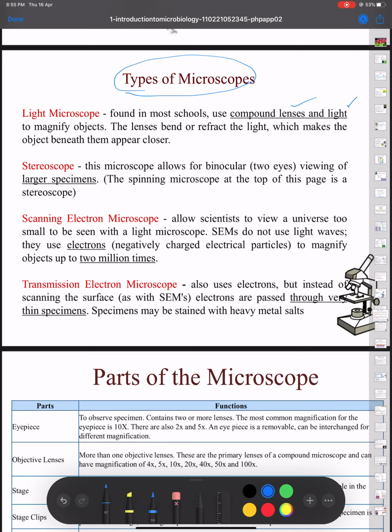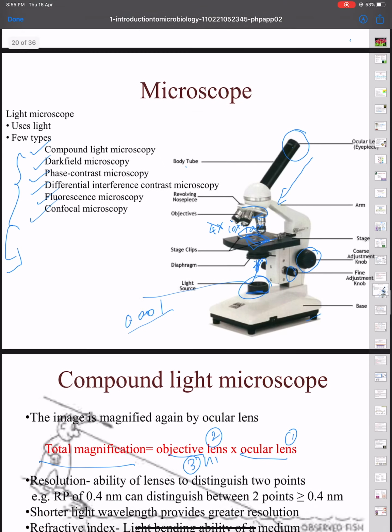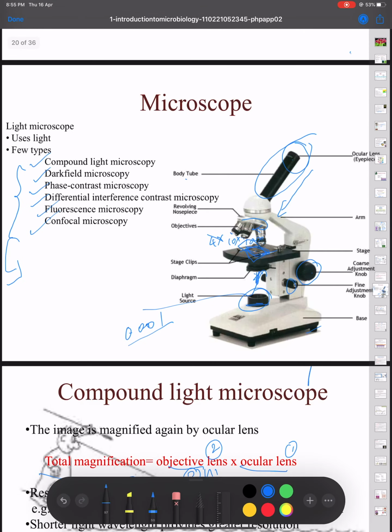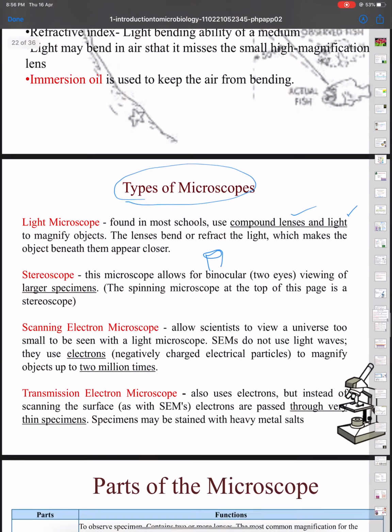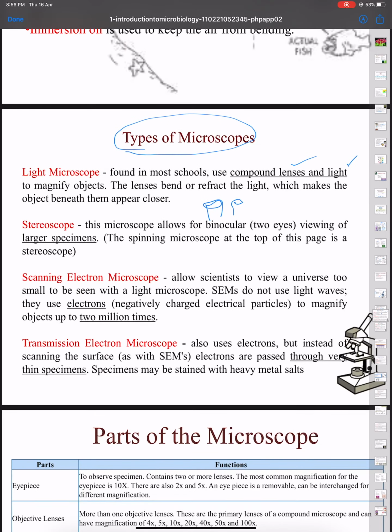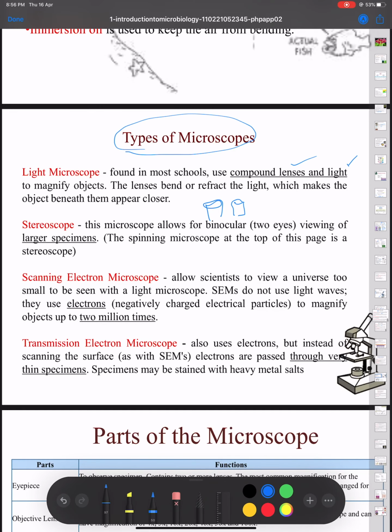Stereoscopes are different. As you have seen here, you have only one ocular eyepiece. But for the stereoscope, you will have two ocular pieces for the same sample, to view a large specimen. Because the specimen is so large, you can't use only one eye to view it; you have to see all parts of it. So it is a kind of binocular microscope. Stereoscope is done.